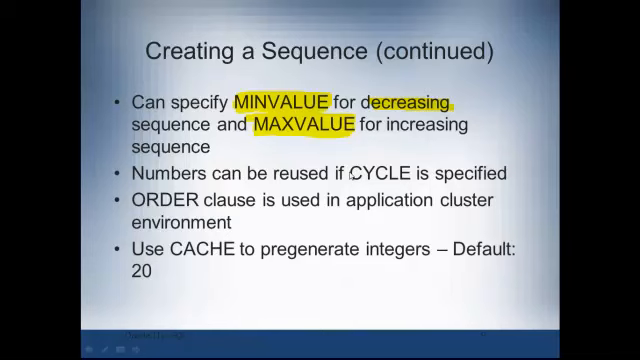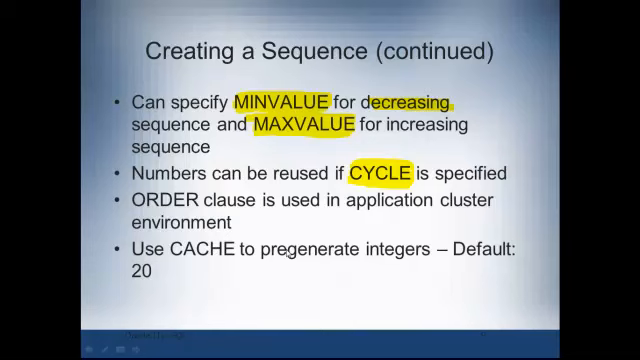Okay. The cycle keyword, if it's used, means that the numbers that are generated by the sequence can be reused. So, if your sequence starts with 1, ends with 99, when it gets to 99, the next value it generates is 1 again. So do you want to use cycle if you're generating primary key values? Probably not. Okay.